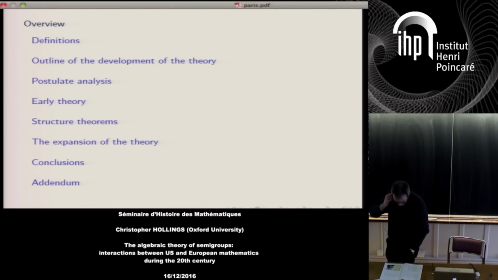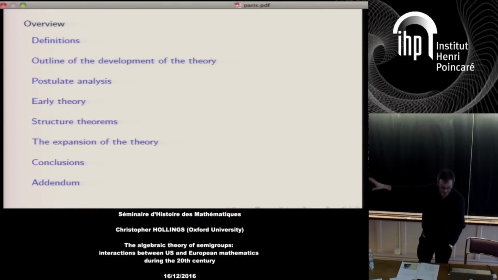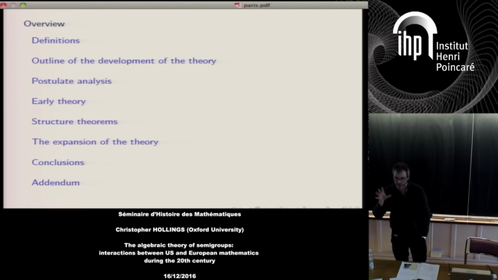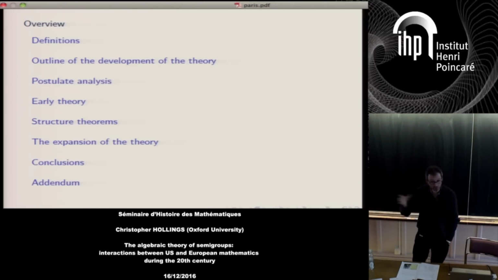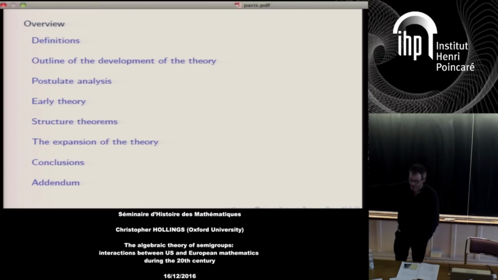I'll then comment on the early theory, where that came from, leading to the first structure theorems for semigroups. Initially these are structure theorems that are analogues of things for groups and rings, and then they become structure theorems that have no analogues for groups and rings. This is where I see the beginning of the independent theory emerging in the 1940s. Because of certain pieces of work in the early 1940s, the theory expanded quite rapidly. I'm not going to say too much about the theory after this point, but I certainly want to comment on the expansion and consolidation of the theory in the 1940s and 50s.